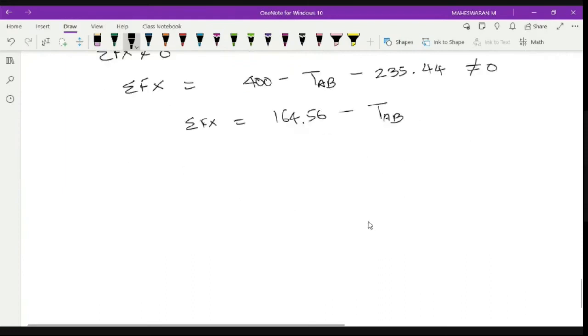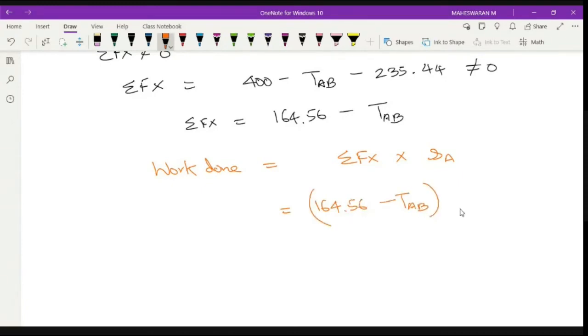So now what I can do, I can identify what is my work done. Work done is nothing but sigma Fx into displacement. Yes, SA, because I am talking about block A, which means block A will be moving. So I can write 164.56 minus TAB into SA. This is my work done, and we consider this as equation 1.